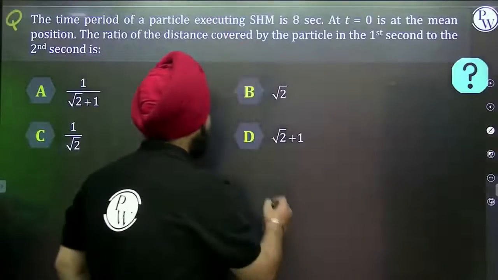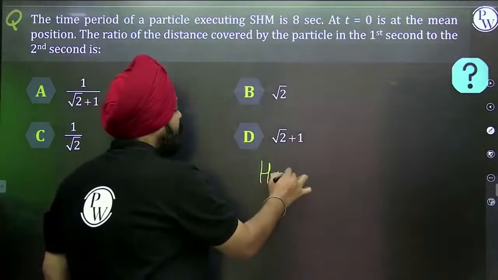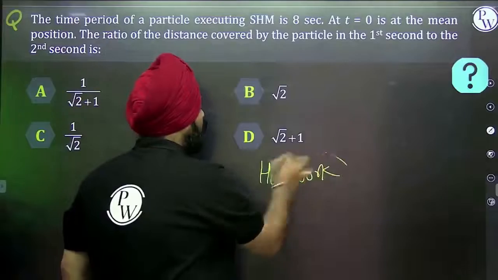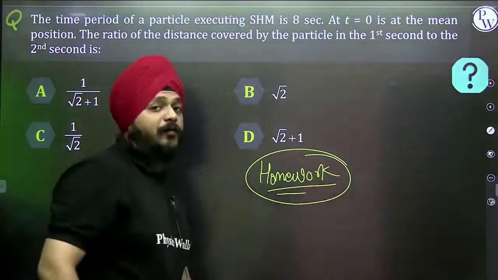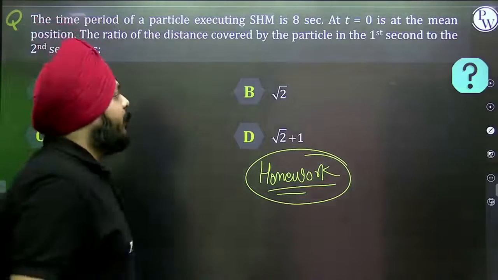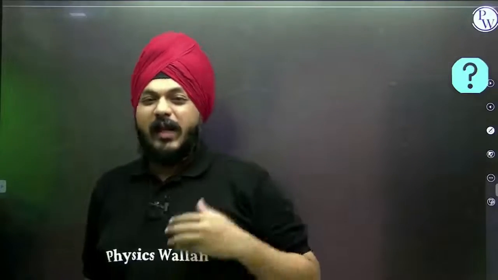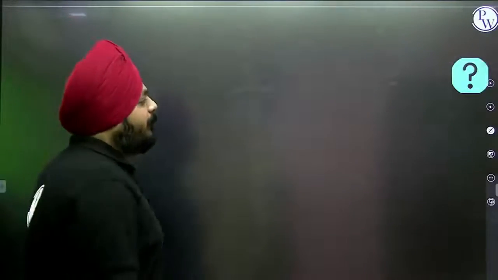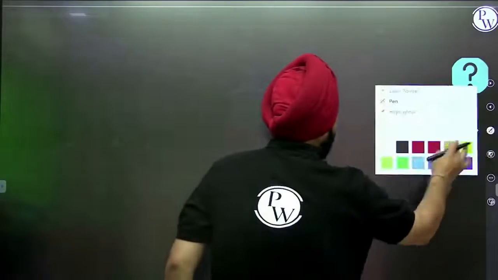This one is homework from my side. It is a very simple sum based on the phasor. Now, I'm going to show you all some shortcuts on the basis of the time period of the SHM. There are some cases in which the time period of SHMs is asked.